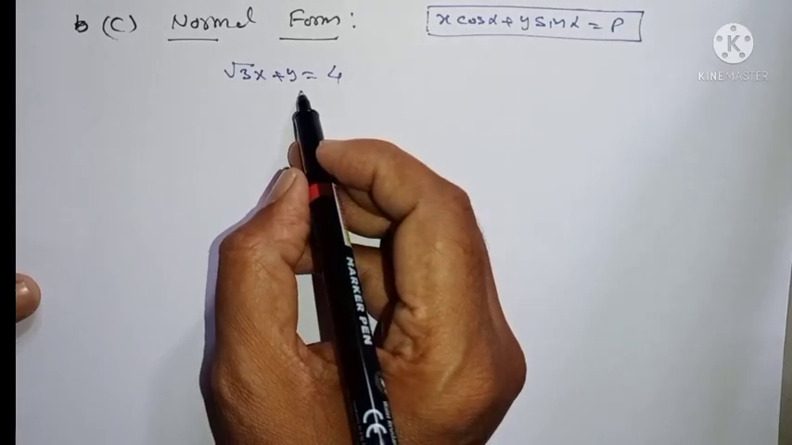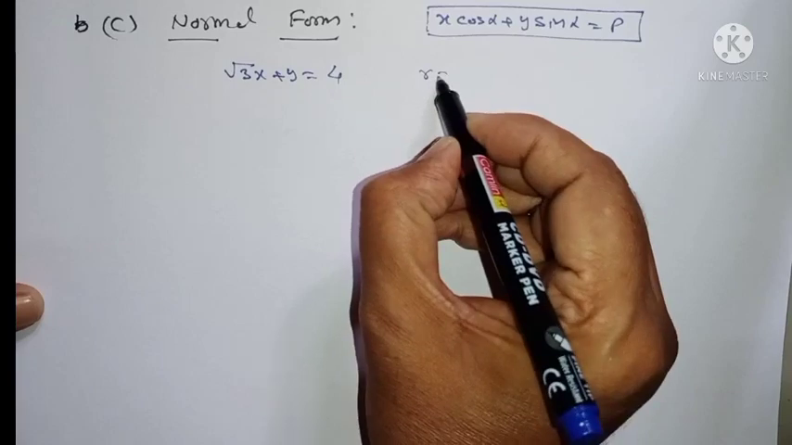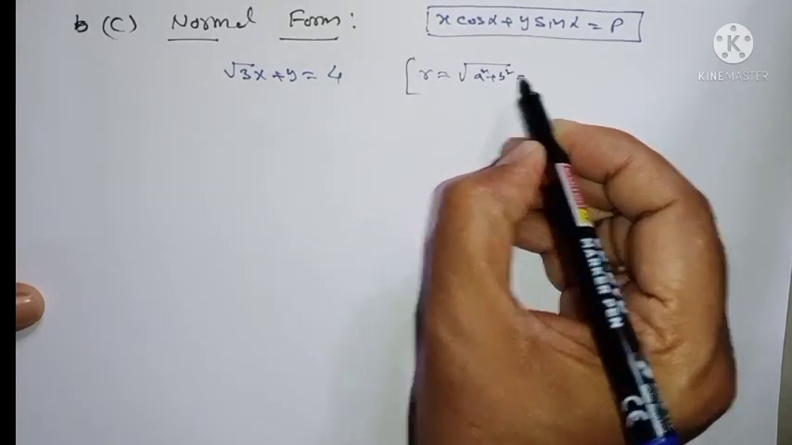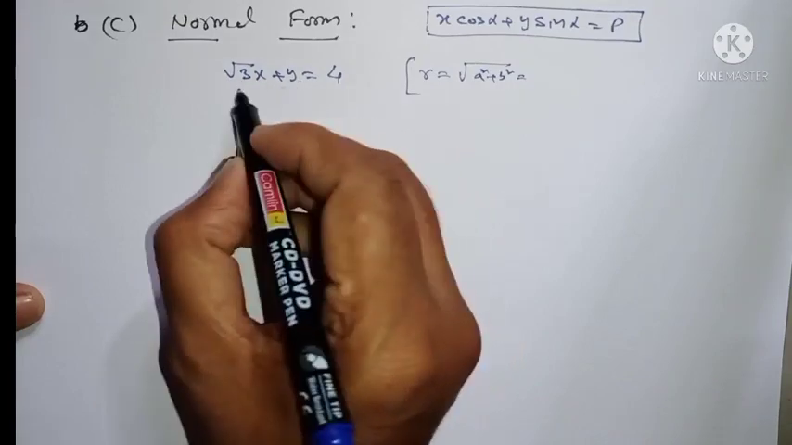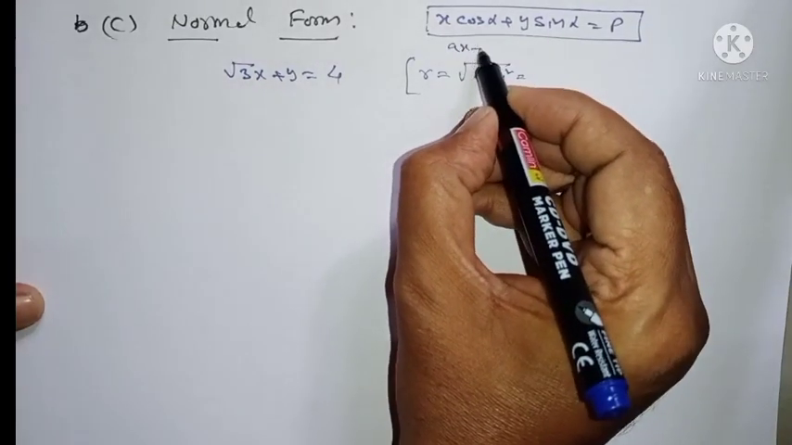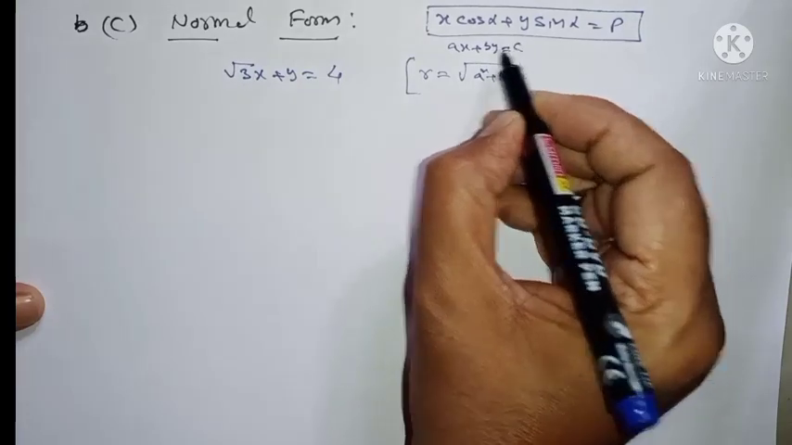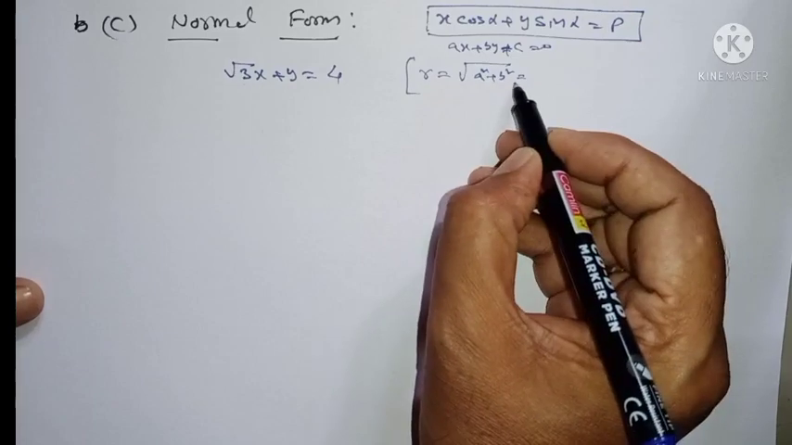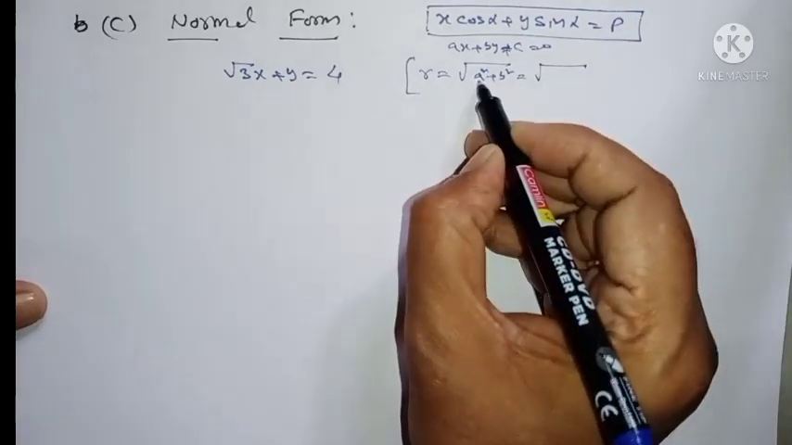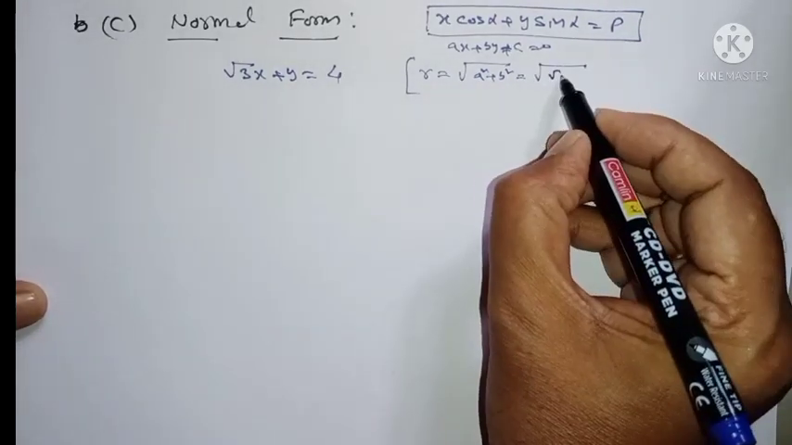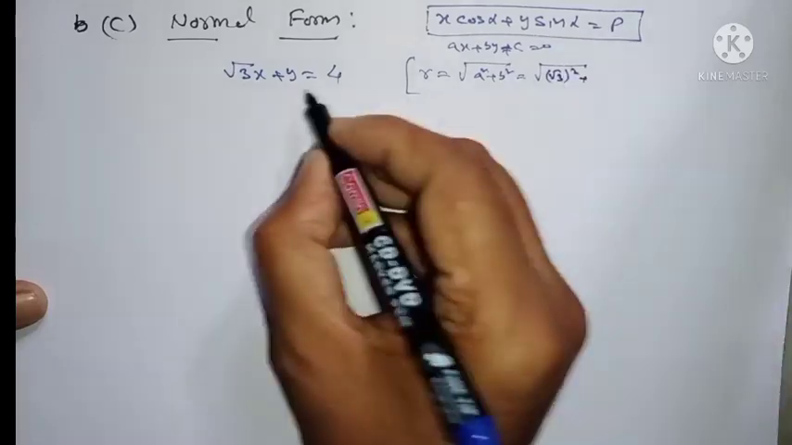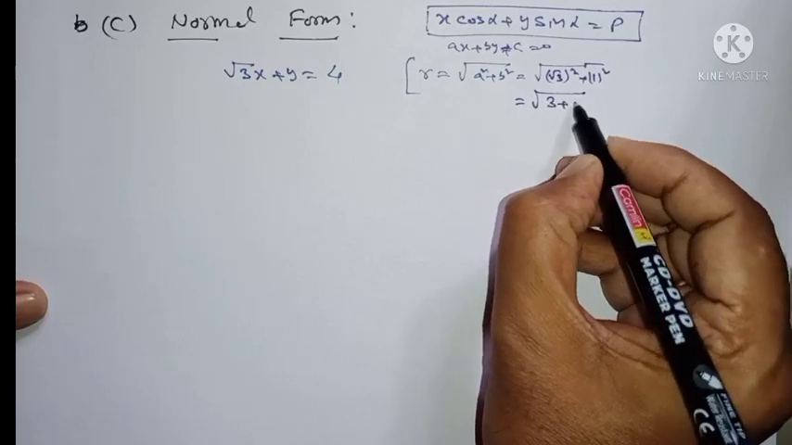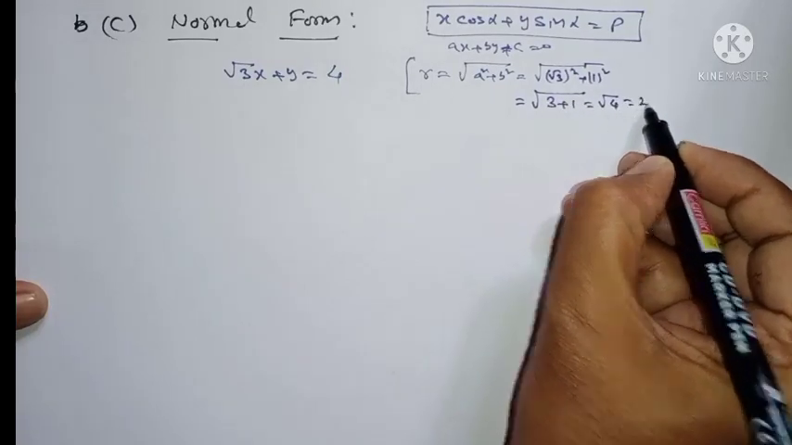In this case, you can observe here, you can find the r value. How can you find the r value? It is the under root of a square plus b square value. This is ax plus by plus c is equal to 0. Therefore you can find the r value as under root of a square plus b square. Here a is nothing but root 3 whole square, plus b is nothing but 1 whole square, root of 3 plus 1 is equal to root 4 is equal to 2 only.